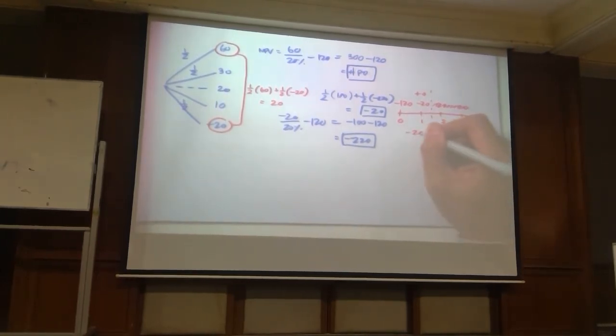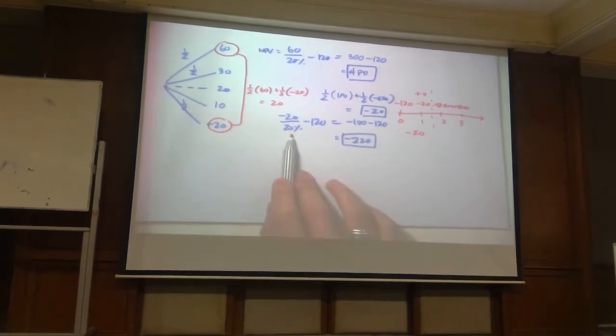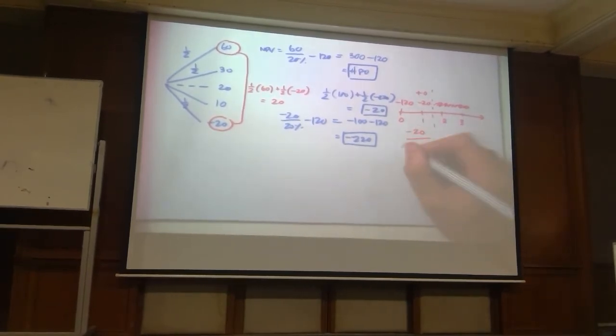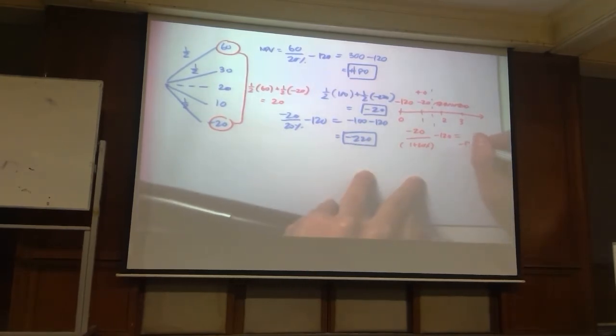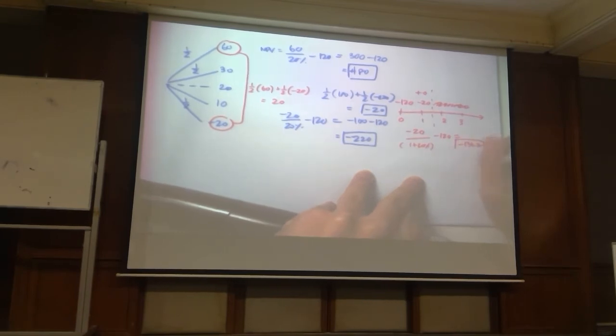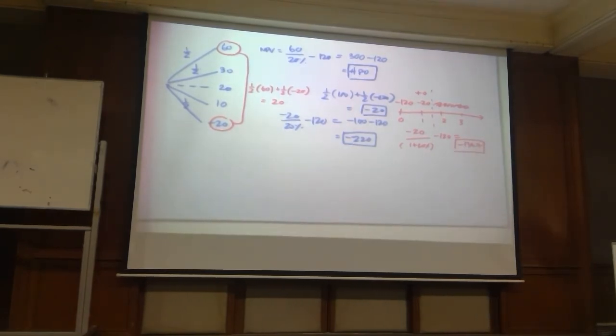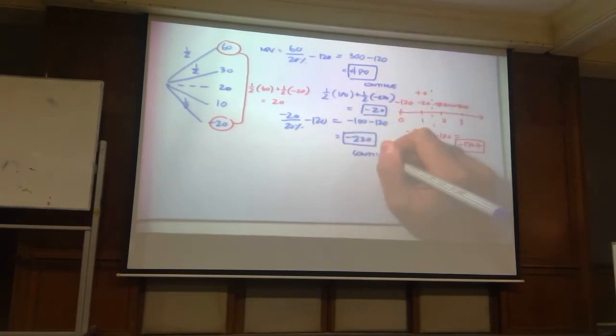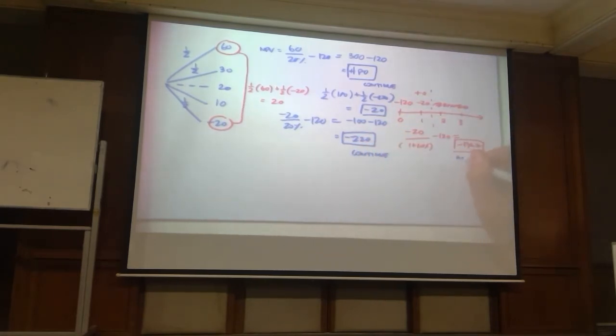It's minus 20 as before, but instead of discounting by the discount rate, that was a perpetual value. This is a one-off cash flow. So it's back to 1 plus R. Single discounting, minus 120. And this gives us minus 136.7. So this is continue. And this is abandon.